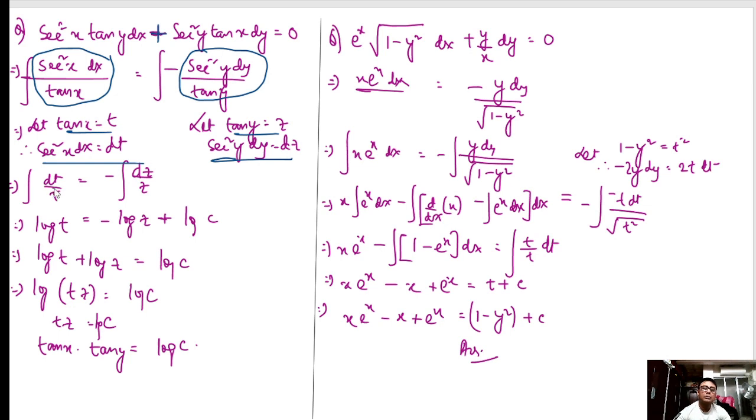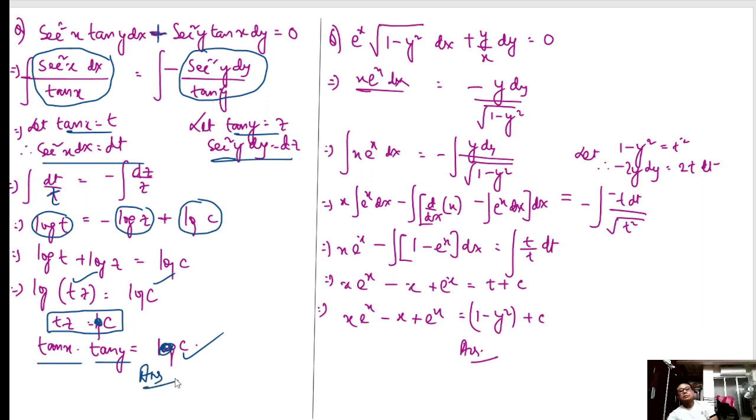So now it comes out to be 1 by t, and this is minus 1 by z. So this is log t, this is minus log z plus log c. This goes this side. So as you can see that we have already got this. Okay, so now putting the value of t and z, we get the answer as this. Sorry, log will not be there. So this is the solution. Clear?